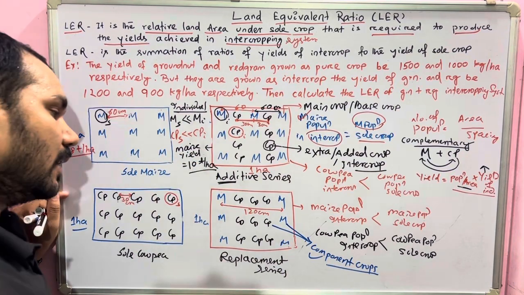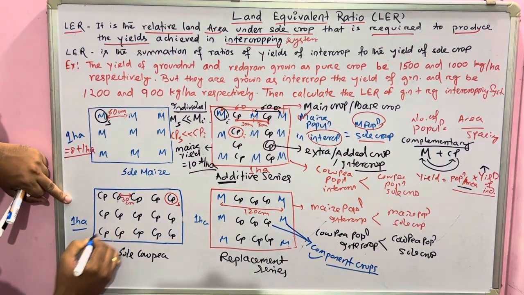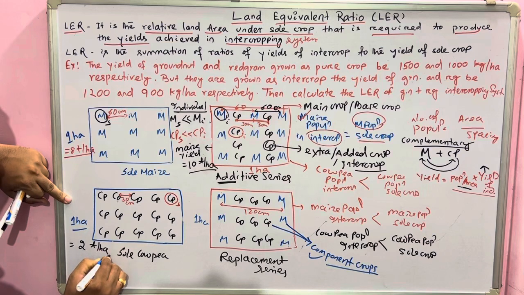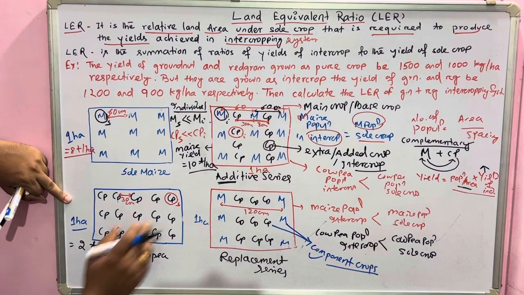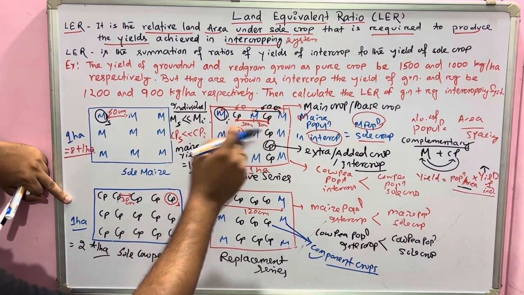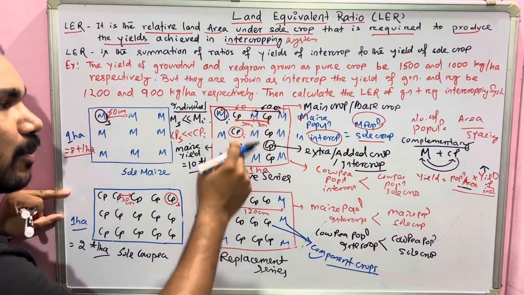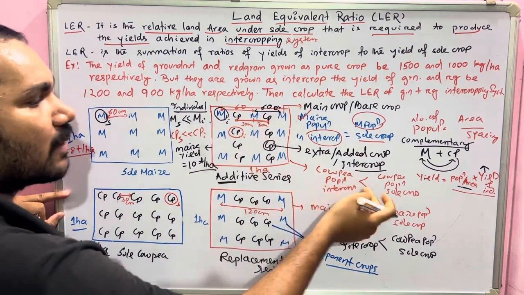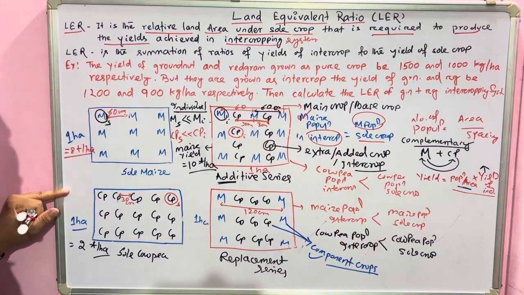Another example, suppose here cowpea yield. Suppose from sole cowpea we are getting 2 ton per hectare. Yes or no? So here, individual cowpea yield will be more, but what about the population of the cowpea? You can see the population is less as compared to sole crop.